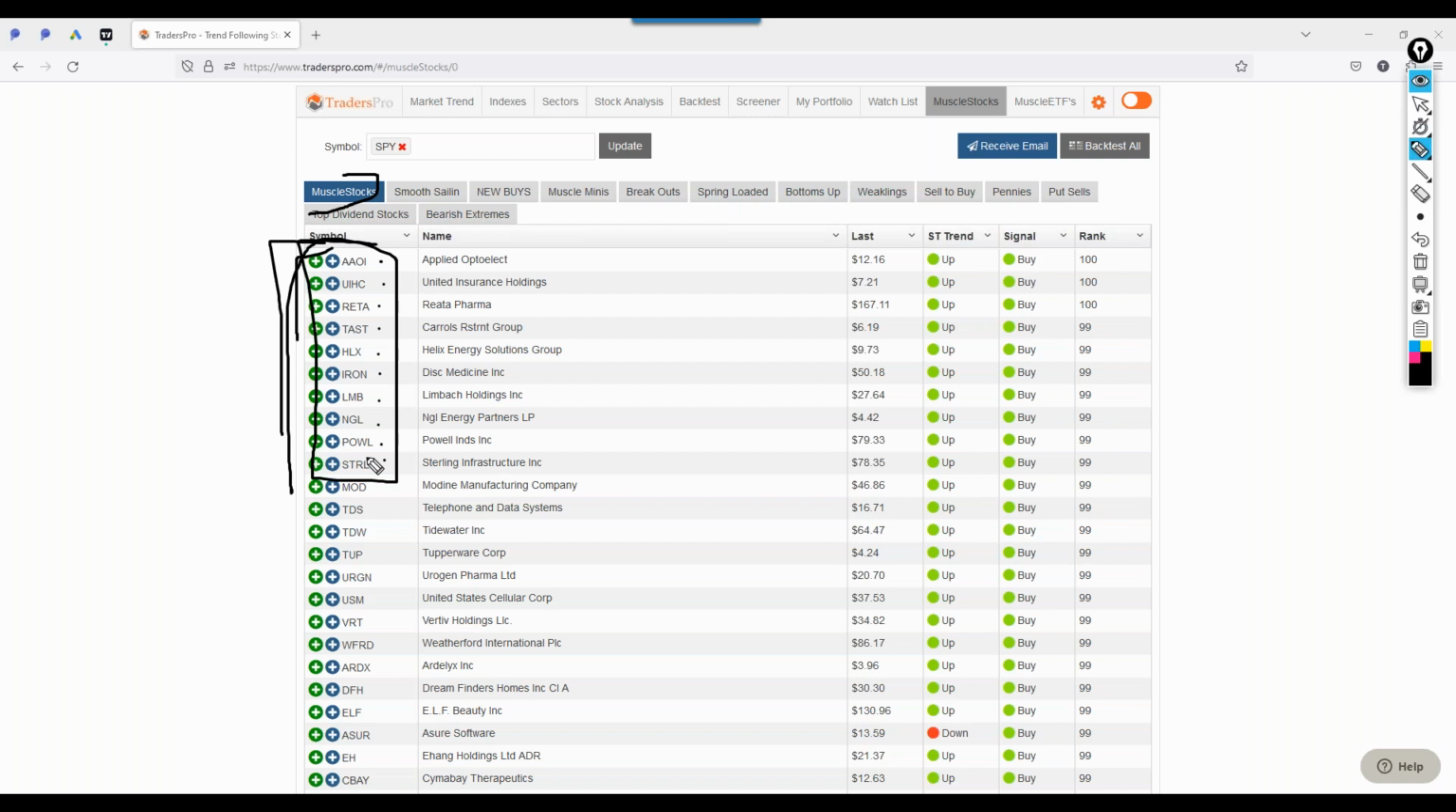I only want to invest 25% of my portfolio in that group of stocks. Then I end up with a smaller position size. Maybe in a $10,000 account, maybe it's $500 apiece. 10 stocks, $500, that's 5,000. That's half my portfolio.